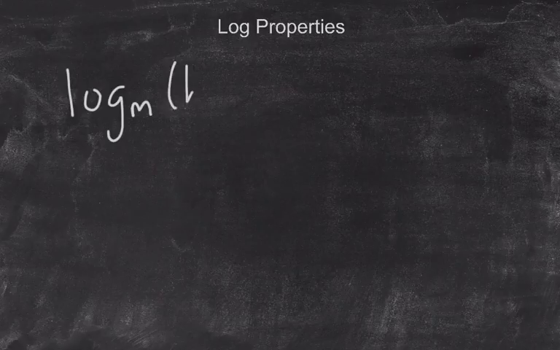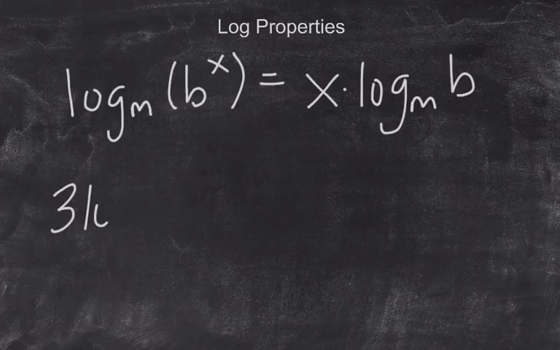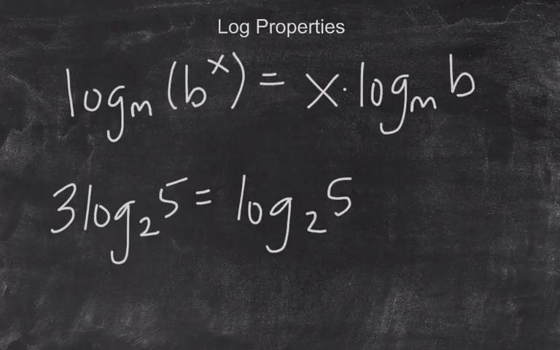The last one is the power property, which says that log base m of b to the power of x is equivalent to x times log base m of b. An example would be 3 times log base 2 of 5 is equal to log base 2 of 5 cubed, and then we could go ahead and simplify from there.